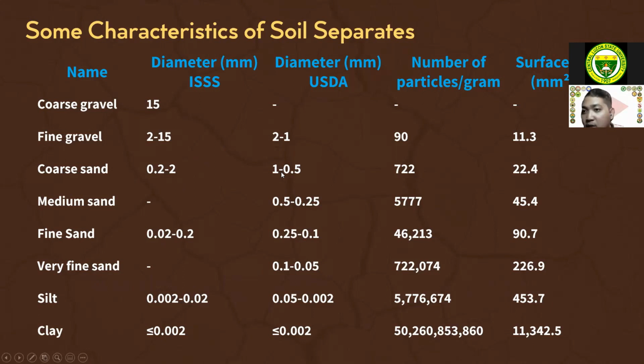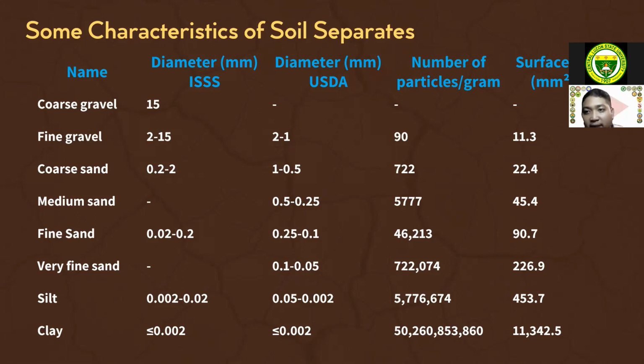Sa 2 mm. So, pagka ginamit lang natin yung classification na sand, silt, and clay, yung clay natin is less than 0.002, yung silt natin is 0.002 to 0.05 mm, and yung sand natin is 0.05 to 2 mm. Okay? Ang pinaka-large particles natin is 2 mm.